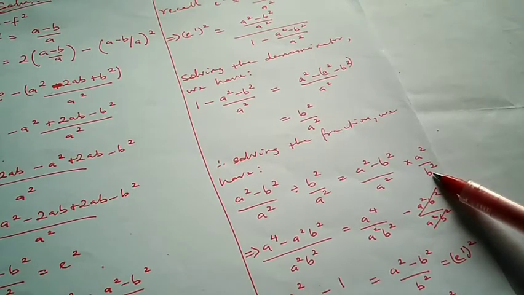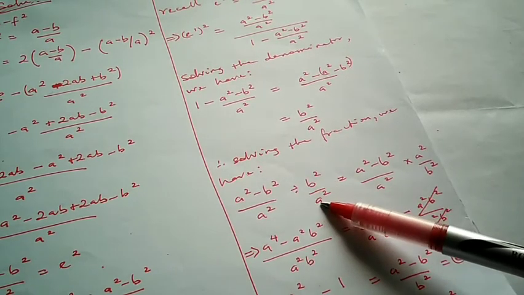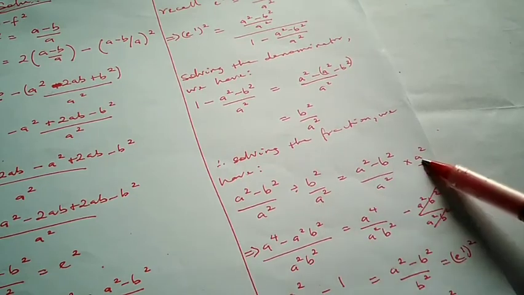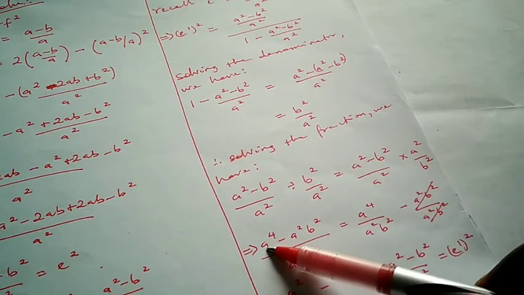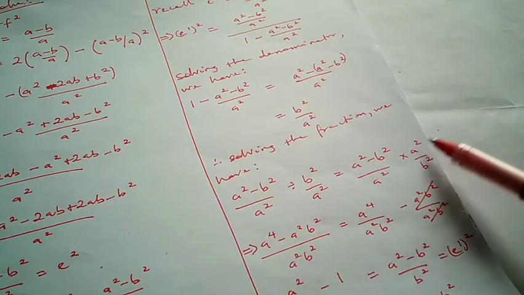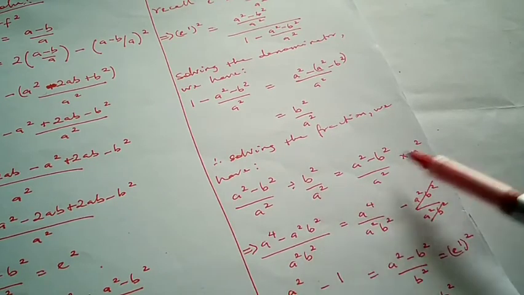Are we together? The denominator comes up. The numerator comes down. So by the time we multiply through, we have a squared times a squared will give you a raised to power 4. Then a squared times minus b squared will give you a squared b squared divided by what?